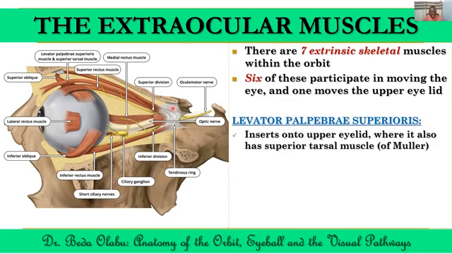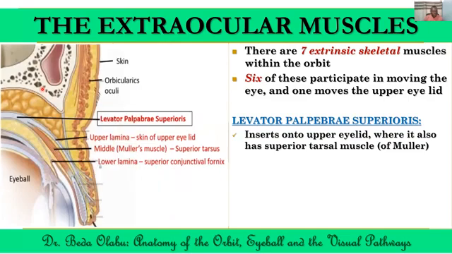This muscle arises from the upper end of the tendinous ring, and it attaches onto the upper eyelid. At the point of insertion of the muscle into the upper eyelid, there's a smooth muscle component of it, which we call the superior tarsal muscle, otherwise known as the smooth muscle of Müller. So that means that there will be a skeletal component of this muscle and a smooth component of this muscle. This image captures that for us. So the levator palpebrae superioris comes, then there's a smooth component of it.